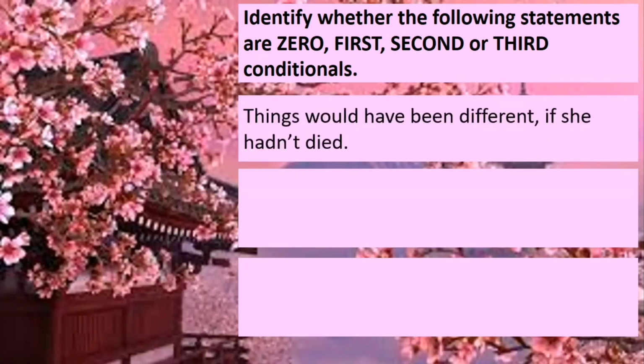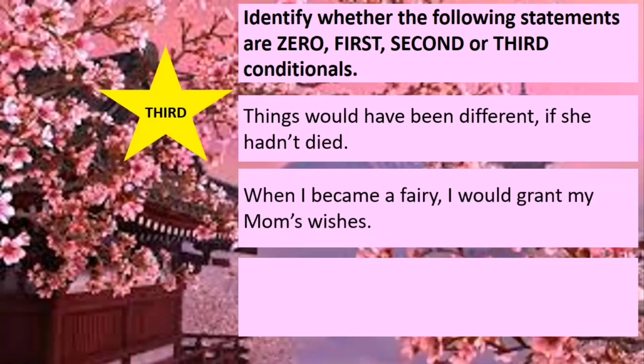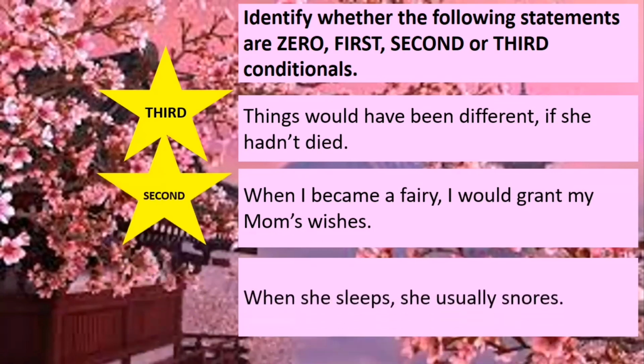Next, if I were a superhero, I would rescue everyone in need. Well, that is second conditional. Next, things would have been different if she hadn't died. Well, that is third conditional. Next, when I became a fairy, I would want my mom's wishes. That one is second conditional. Next, when she sleeps, she usually snores. And that is zero conditional.